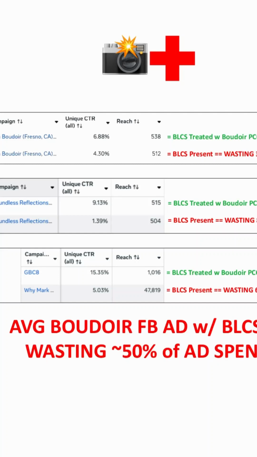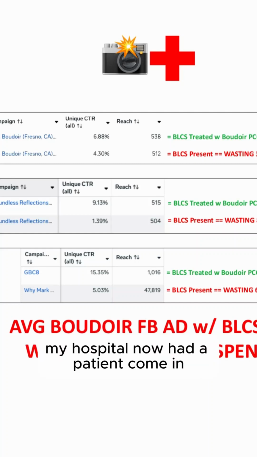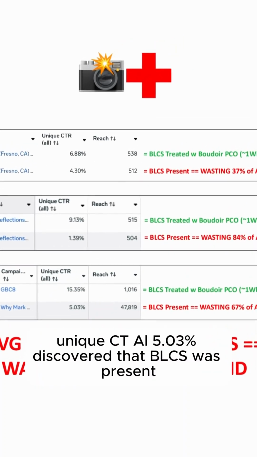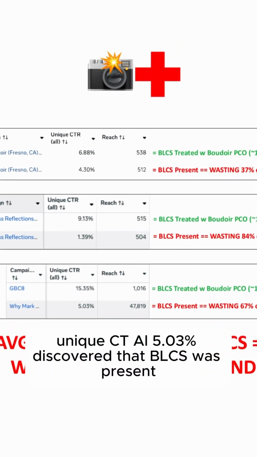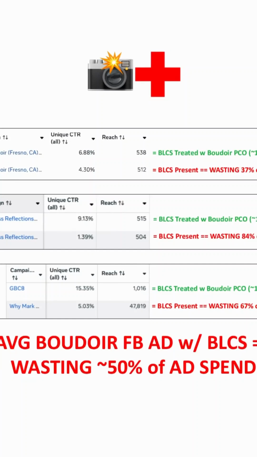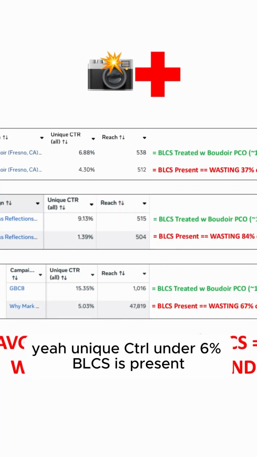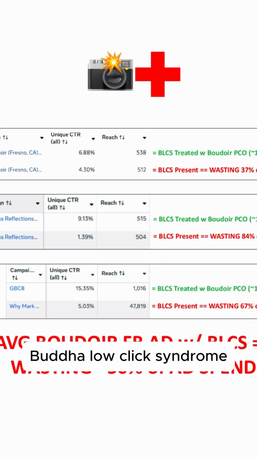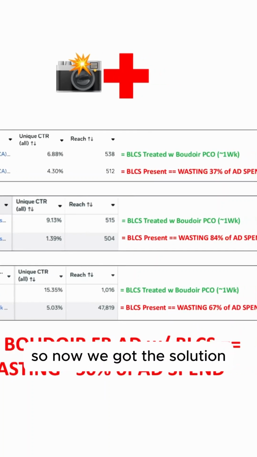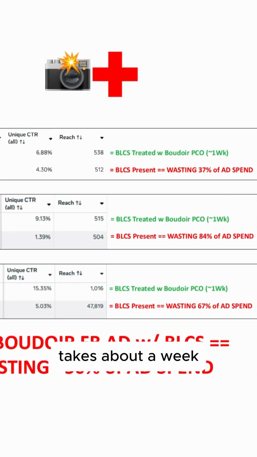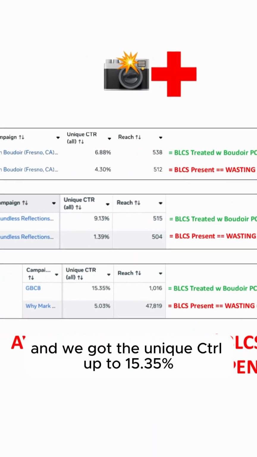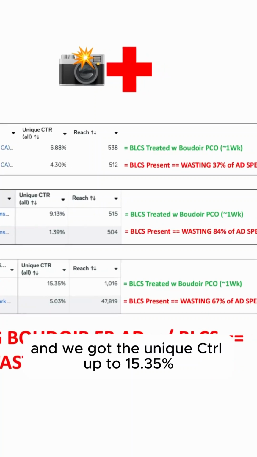Finally, my hospital now had a patient come in with a unique CTR of 5.03%, and we discovered that BLCS was present. Unique CTR under 6% means BLCS is present, Boudoir-Low-Click syndrome. So now we've got the solution. We can treat it with Boudoir Pico, which takes about a week, and we got the unique CTR up to 15.35%.